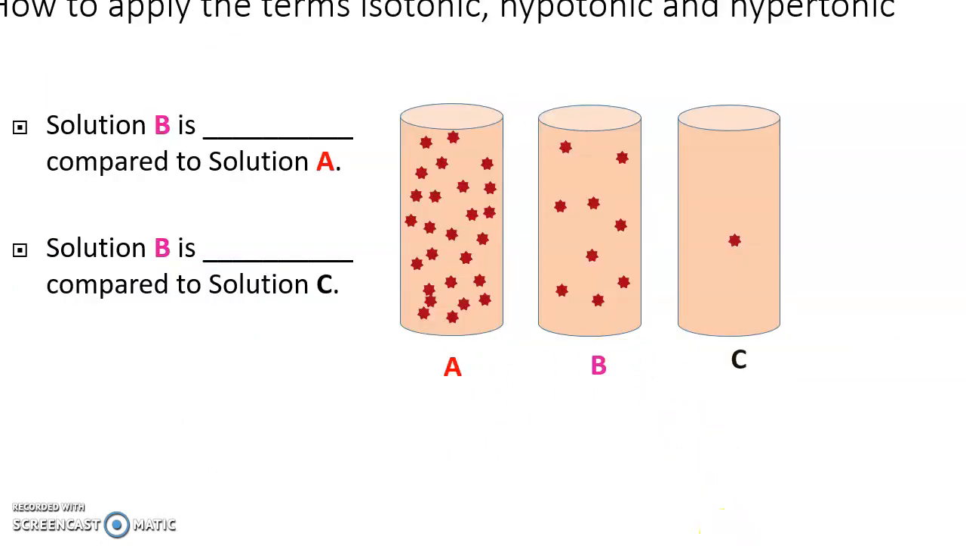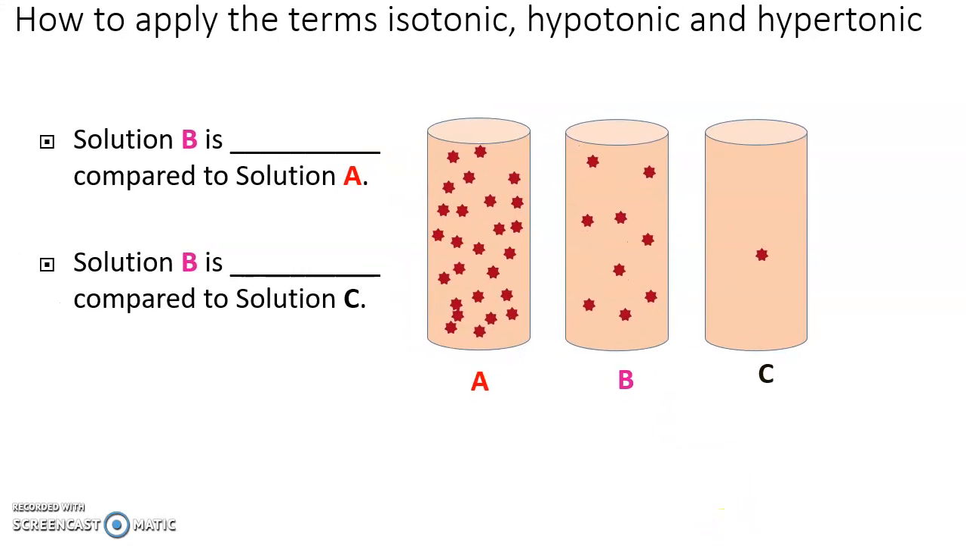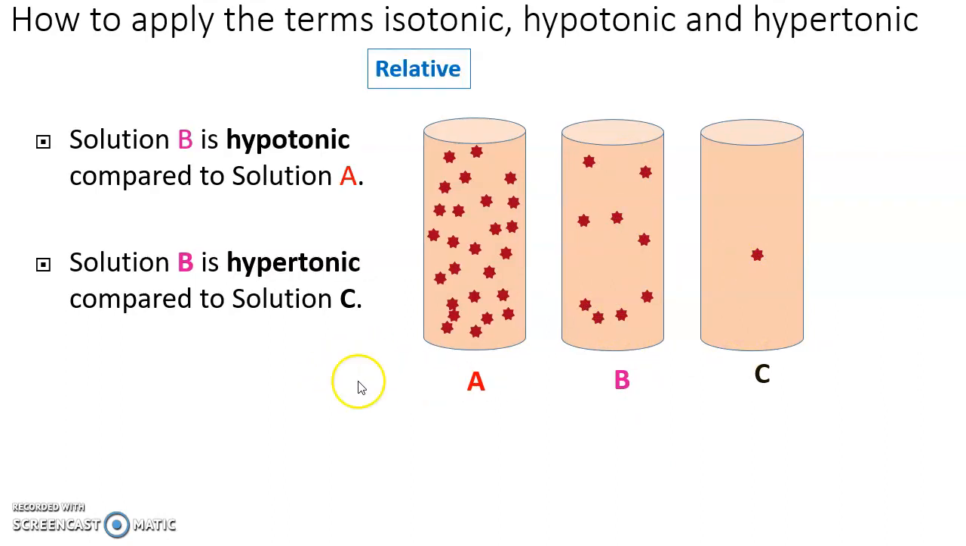All right, some more practice with the terms isotonic, hypotonic, and hypertonic. So solution B here is what compared to solution A? The little stars are the solutes. Solution B is what to solution A? And solution B is what to solution C? Well, I hope you came up with these answers.